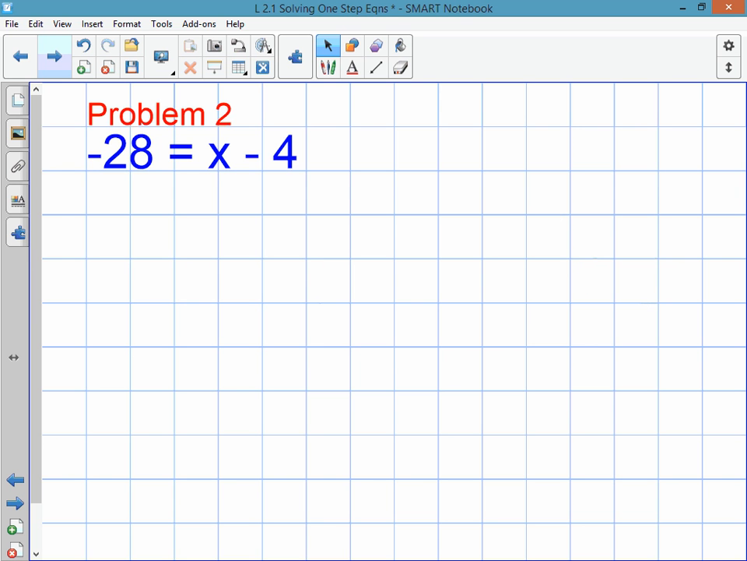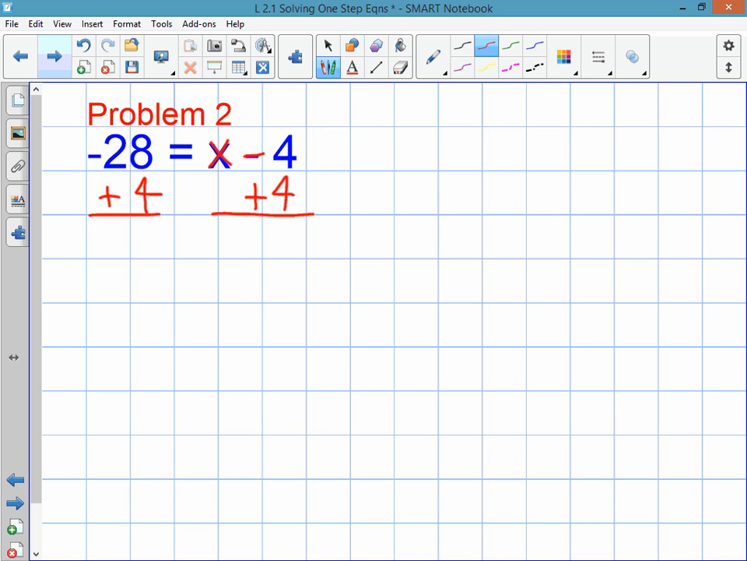Okay, problem 2 says negative 28 equals x minus 4. You are trying to solve for x. And there's a subtraction, so you do the opposite, which is add, and you add 4. And what you do to one side, you do to the other side. Minus 4 and plus 4 are opposites. They cancel each other out. You're left with x. Negative 28 plus 4, as we talked about with adding integers, is negative 24.